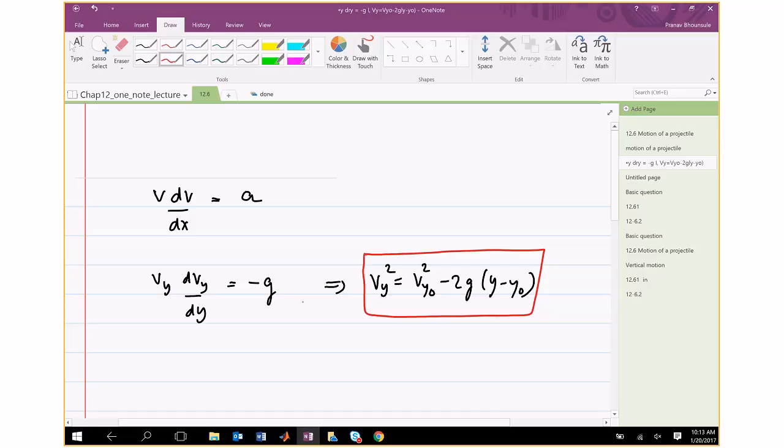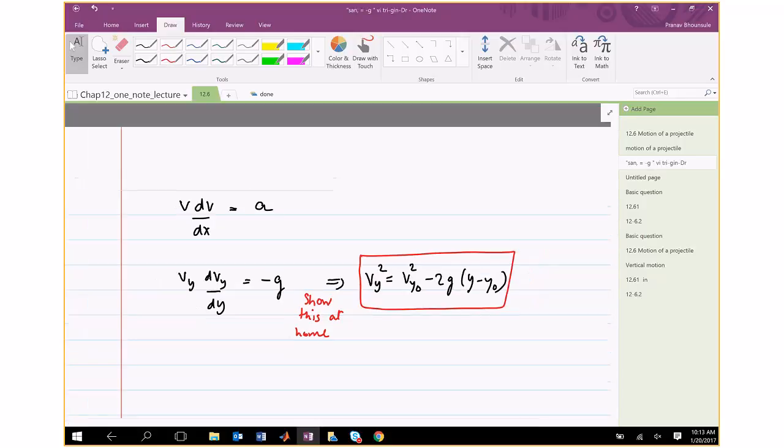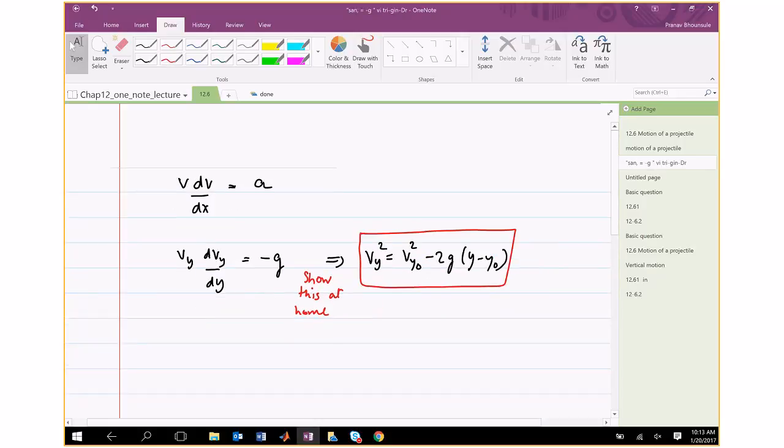Okay, and I wanted to show this. This is again an initial value problem. By initial value, you're given the initial position, and you're given the initial velocity. So you should be able to integrate this and get this expression. So you want to do that.